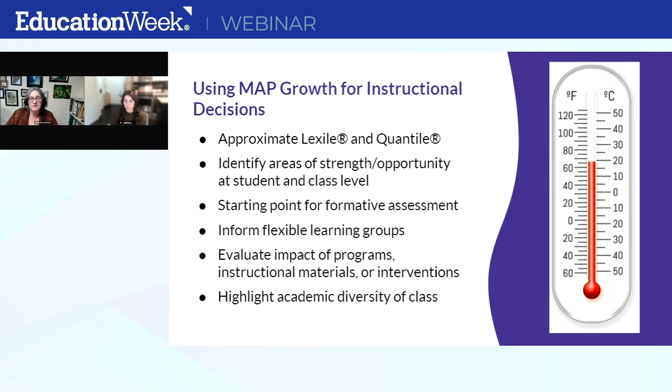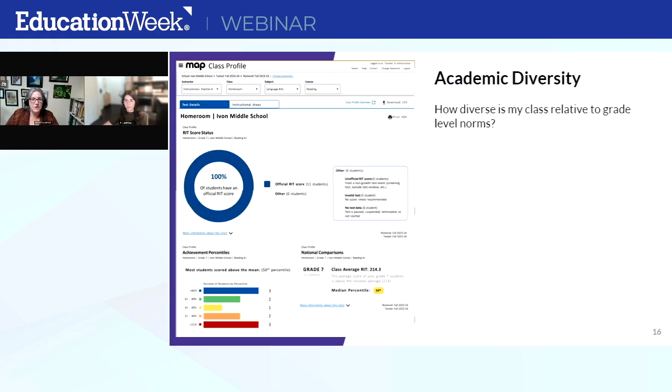And then finally, we talked about this idea of gauging the academic diversity of your class, because we know that's really going to affect your instructional planning. So I want to dig into this a little bit more to play out what this might look like for a teacher. If I go back to my class profile, I'm going to take a look at my class mean RIT and the median percentile. If the class mean RIT is much higher or much lower than the median, that gives me a sense of whether I have more students at the higher or lower end of the class range.